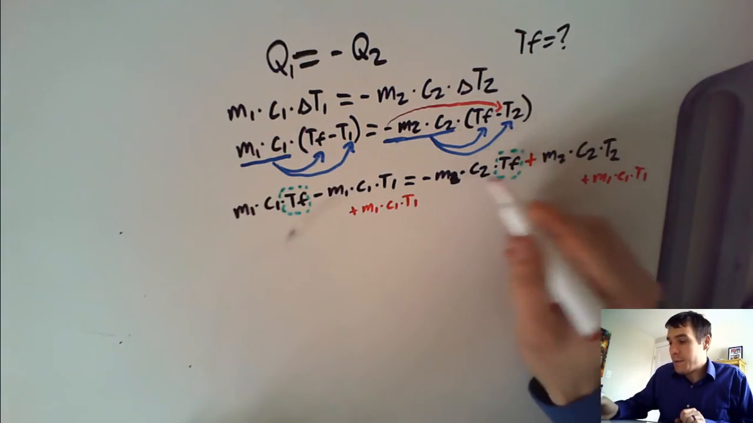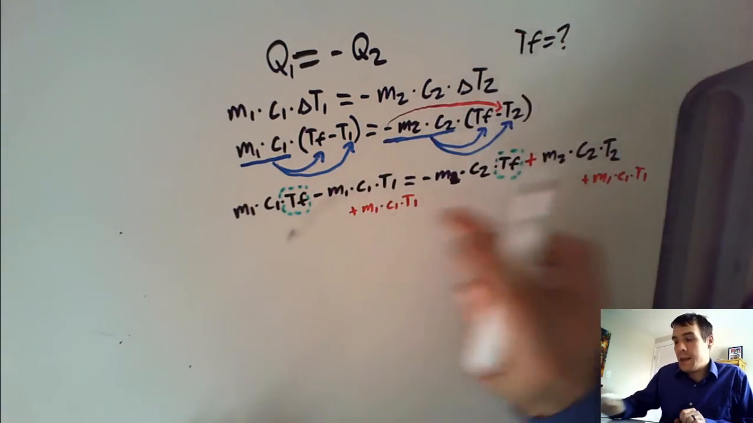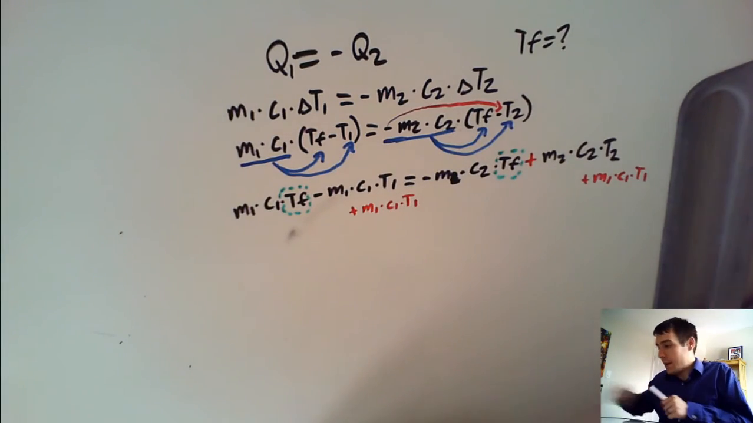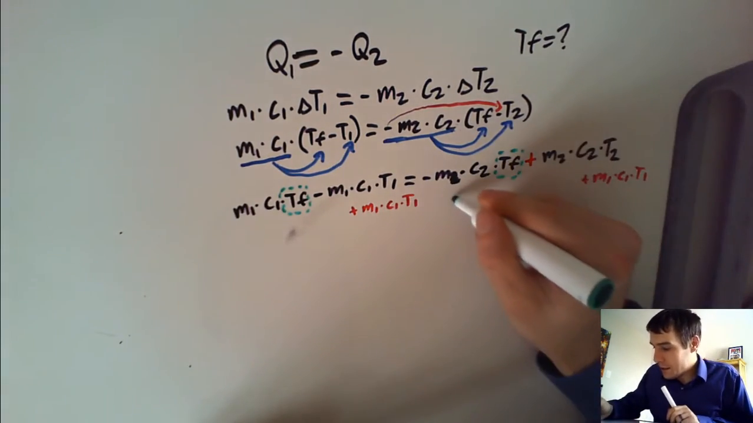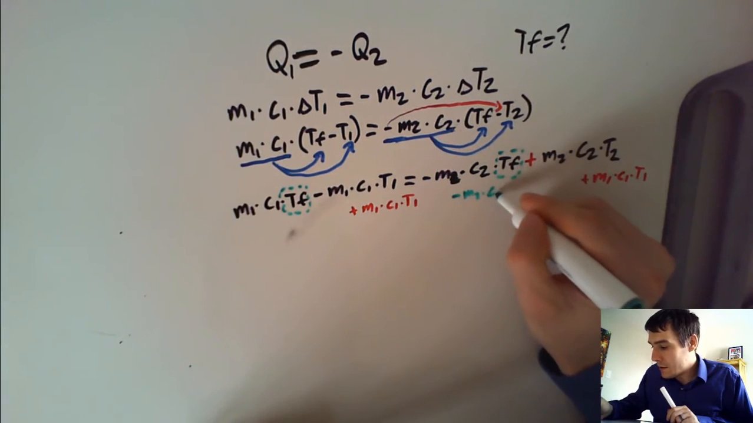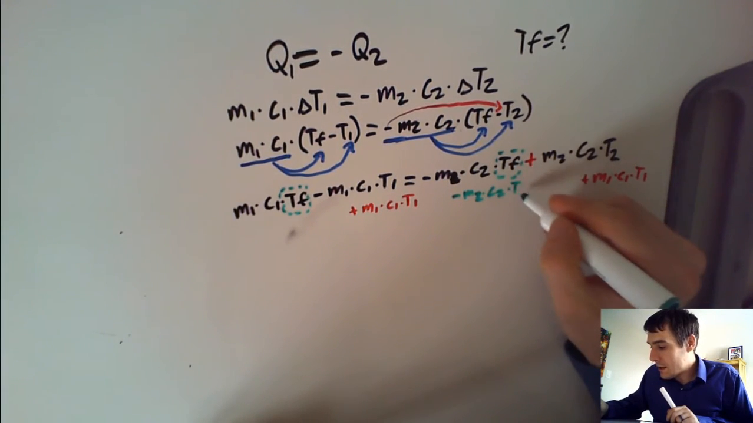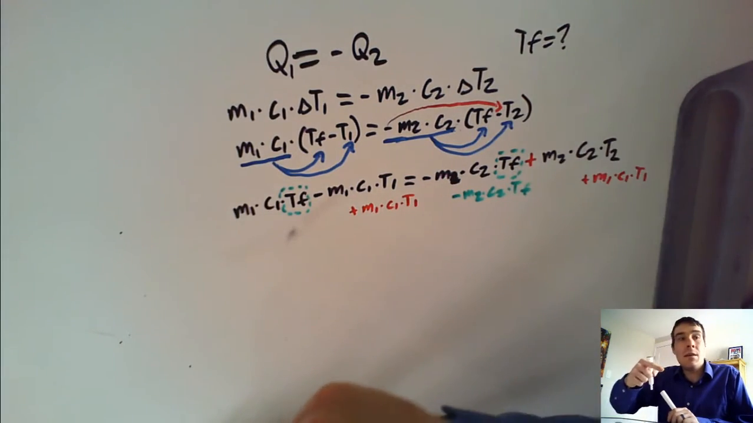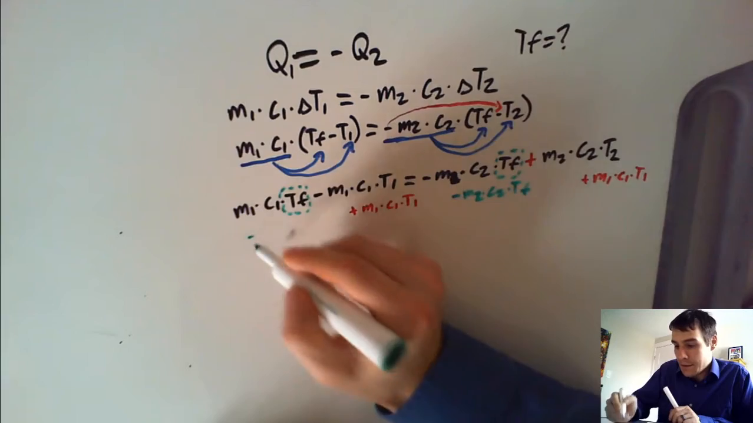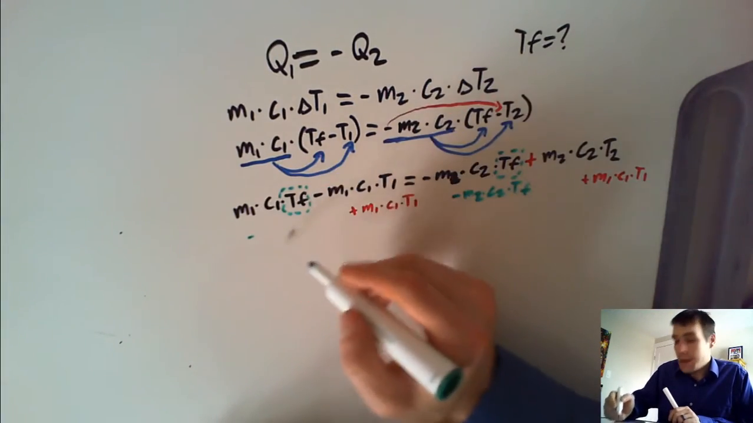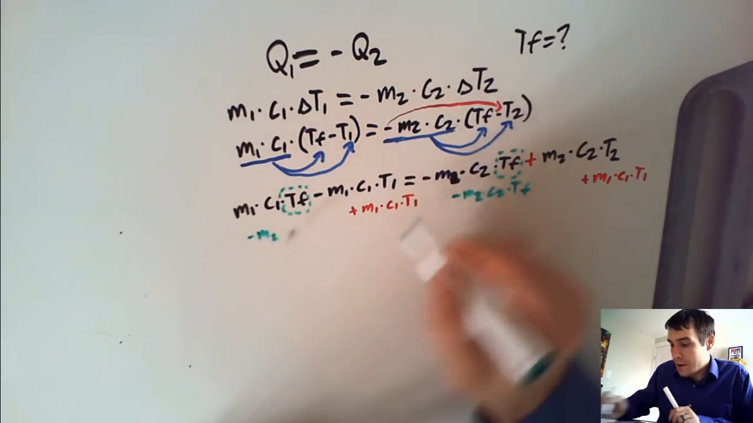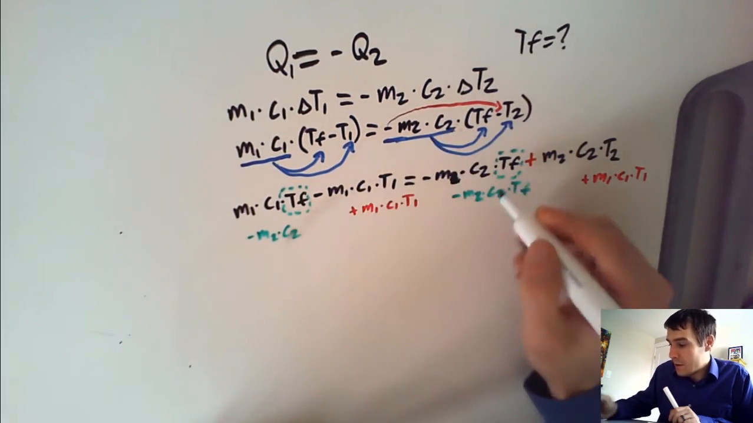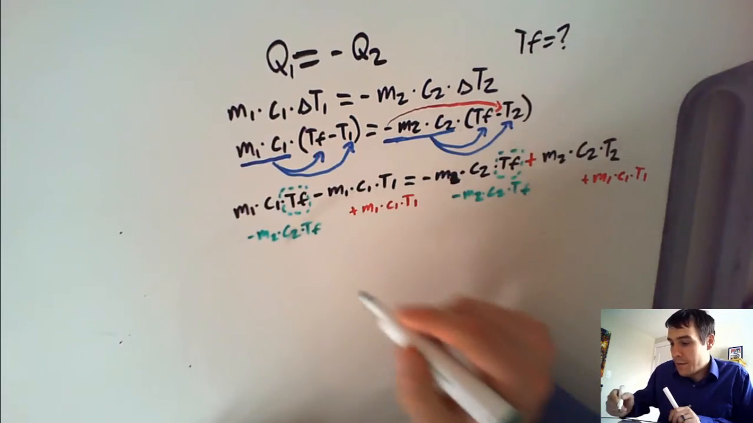This one here, I want to bring this guy over here so that the TFs can come together. The TFs want to come together. So I'm going to go on this side, minus M2 C2 TF, because I want to bring this entire thing over to the other side. What I do to this side, I have to do on this side to keep the equation. So minus M2 times C2 times TF.